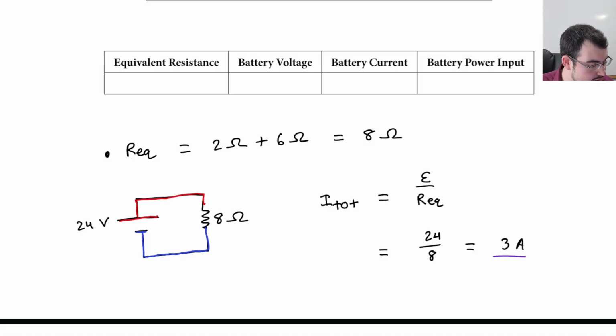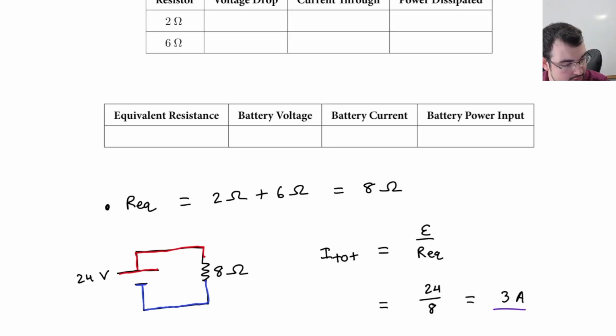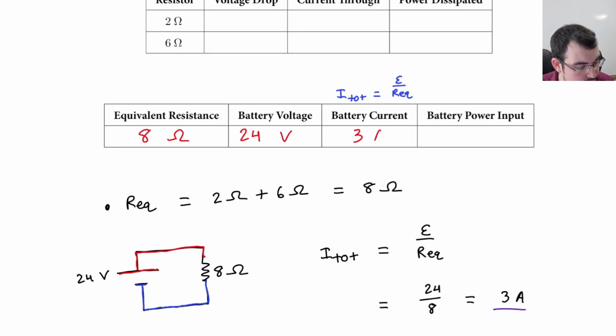Because in series, everybody has the same current. So we solved and said that there were 8 ohms of resistance in our circuit. The battery voltage was 24 volts. And we could find our current by using I total equals EMF over REQ. And we found 3 amps.